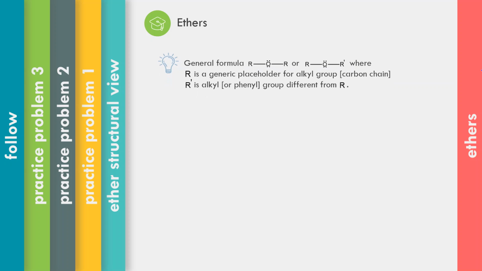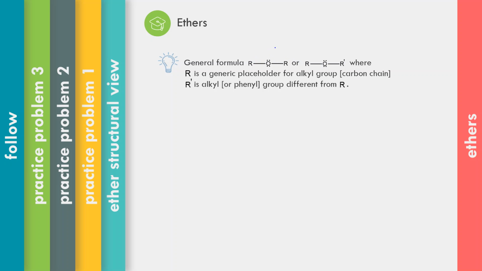Ethers. The general formula for ethers is R, O, R. Notice that O has two lone pairs. Or it could be R, single bond O, single bond R prime. So the structure on the left and the structure on the right are almost identical. The difference is that on one side you have R, and on the second side you have R prime.